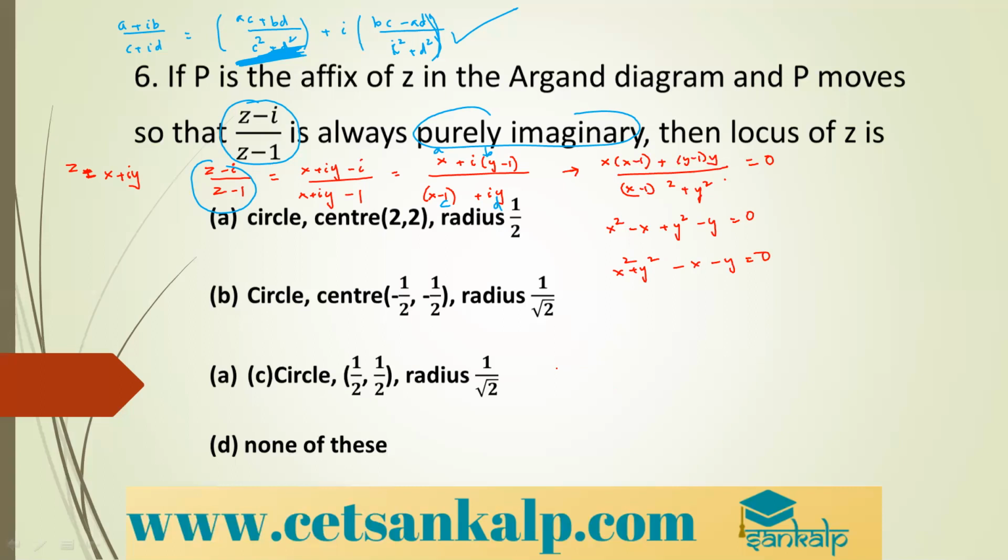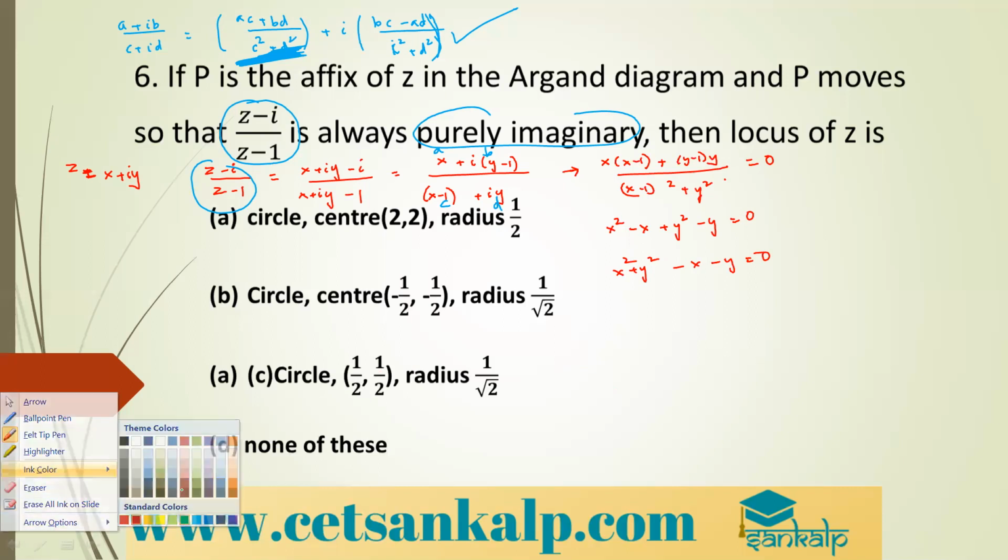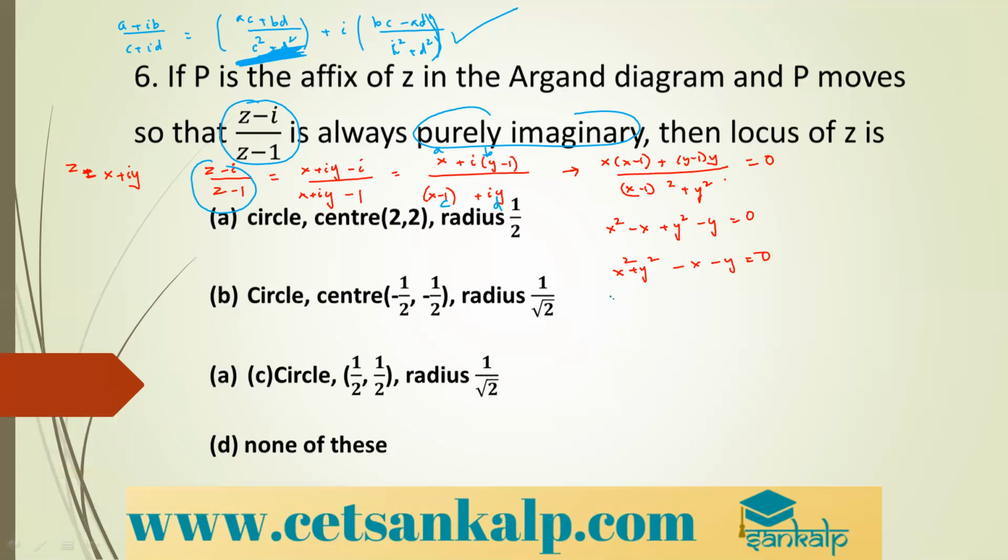Easily, because in coordinate geometry you have learned. I will give you that formula also, because maybe some of you don't know. If you have x square plus y square plus 2gx plus 2fy plus c equal to 0, it is the equation of a circle whose center is (minus g, minus f), and radius is square root of g square plus f square minus c.